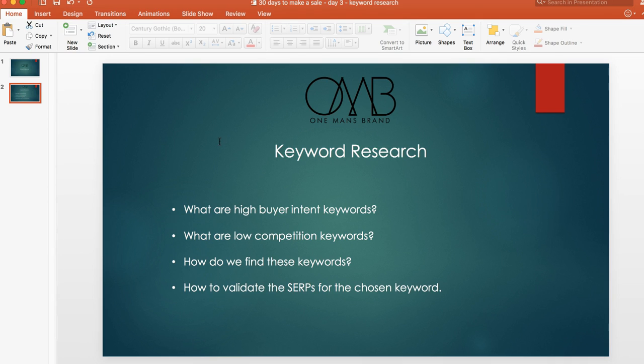Let's just recap what we're going to be doing here. First, what are high buyer intent keywords? Secondly, what are low competition keywords? How do we find these keywords? And how to validate the SERPs for the chosen keyword.